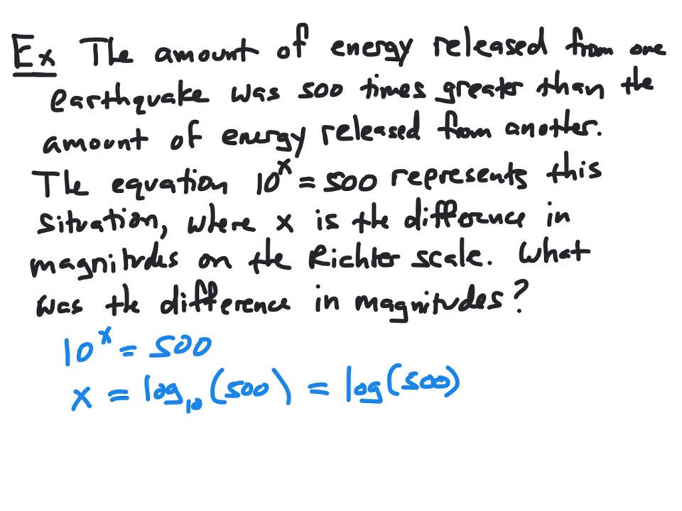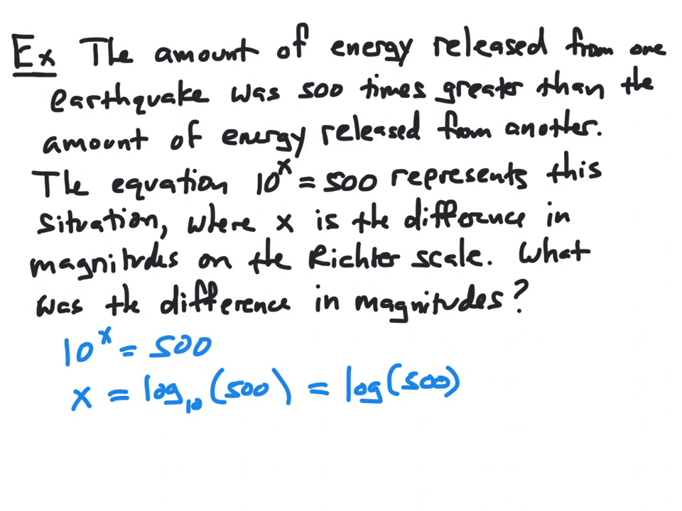Now, at this point, there are a couple ways that we could proceed. If we knew some log properties that we haven't discussed yet, this could be simplified a little bit more before having to resort to a calculator. But at this point, with what we know so far, the easiest way to do this problem is to simply go to a calculator and use the common log button.